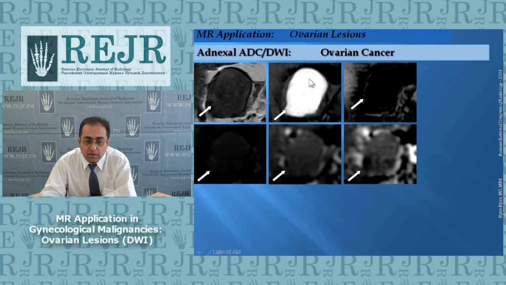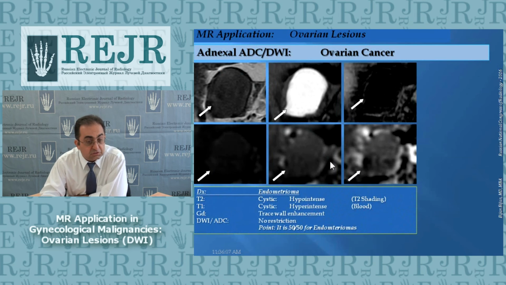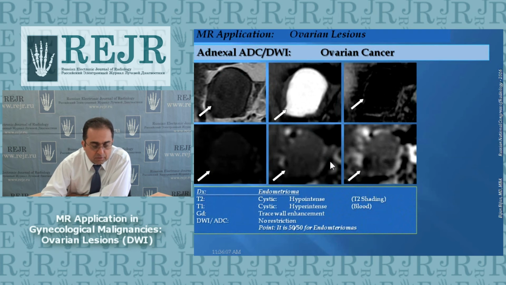Okay, so this is an example of that. As you see here, this is white on T1, and black on T2 because of the T2 shading, and they did not show any kind of restriction. Therefore, this is an example of that. But 50% of them show restriction.